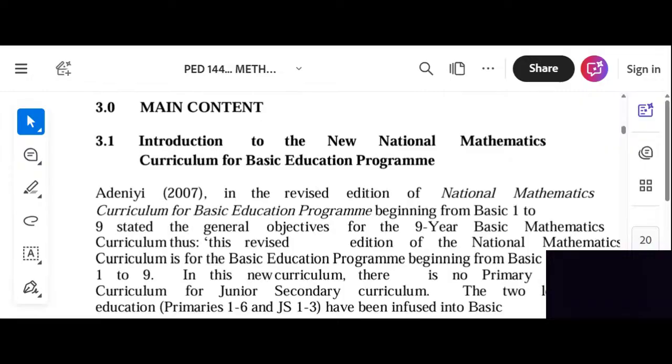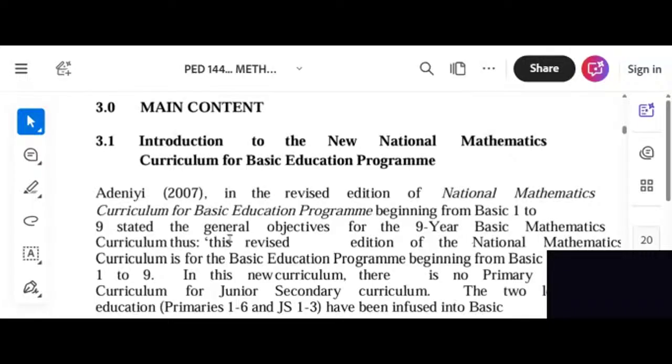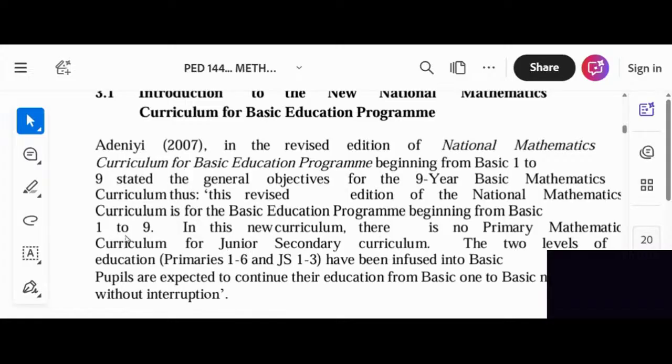We want to read about the 9-year basic mathematics curriculum. We're talking about the national curriculum. But the first thing we'd like to talk about today is the new national mathematics curriculum for the BEP, that's Basic Education Program. Let's start from the revision of the national mathematics curriculum for Basic Education Program, from Basic 1 to 9. These are the general objectives for the 9-year basic mathematics curriculum as revised by NERDC. The curriculum is for the basic education program beginning from basic 1 to 9.